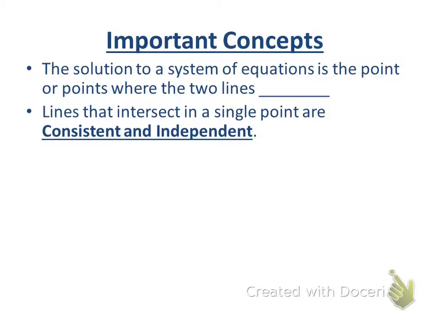All right? Here's a new definition. You're going to have to write this down and memorize it for the test on next Tuesday. Lines that intersect in a single point are classified as consistent and independent. You need to write that down. You won't remember it if you don't. I promise. I looked at it yesterday because I did it on my lesson. Lines that intersect in a single point are consistent and independent.